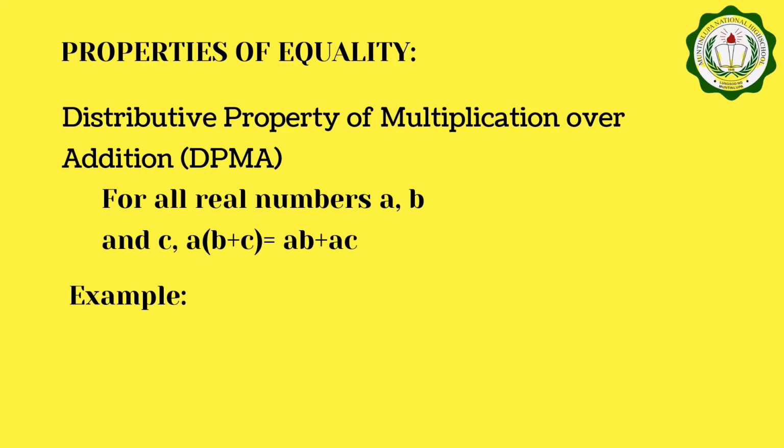For example, we have 3 times the quantity x minus 2. Multiplying 3 times x, that is equal to 3x, and multiplying 3 times negative 2, that is equal to negative 6. So we have distributed 3 to the quantity x minus 2. That's why we have 3x minus 6.